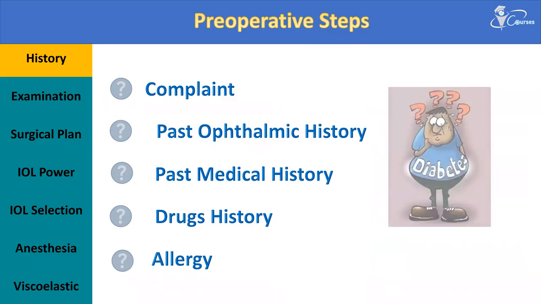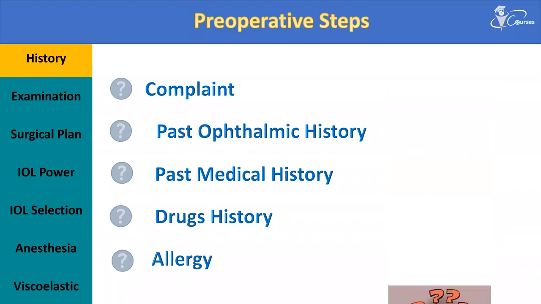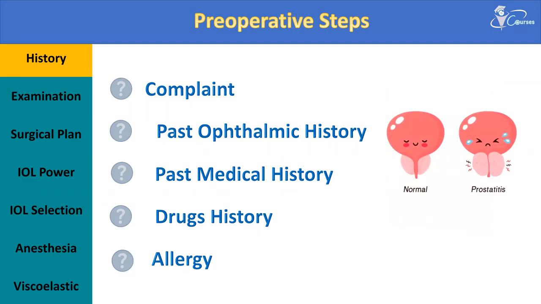Then you should proceed to the medical history. For example, diabetes, hypertension, ischemic heart disease, and any other systemic problems that the patient is suffering from. Also, chronic COPD, or chronic obstructive pulmonary disease, will make the patient unable to lie down, so this also should be inquired about. The drug history, like aspirin.